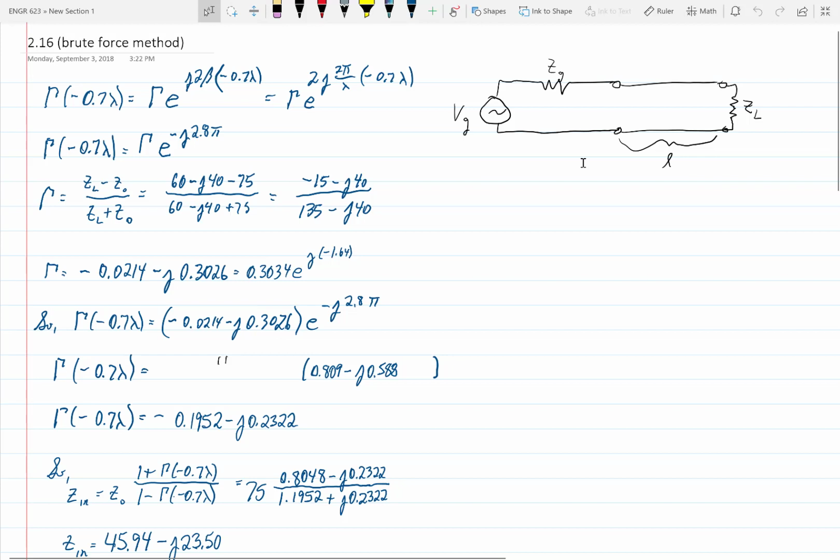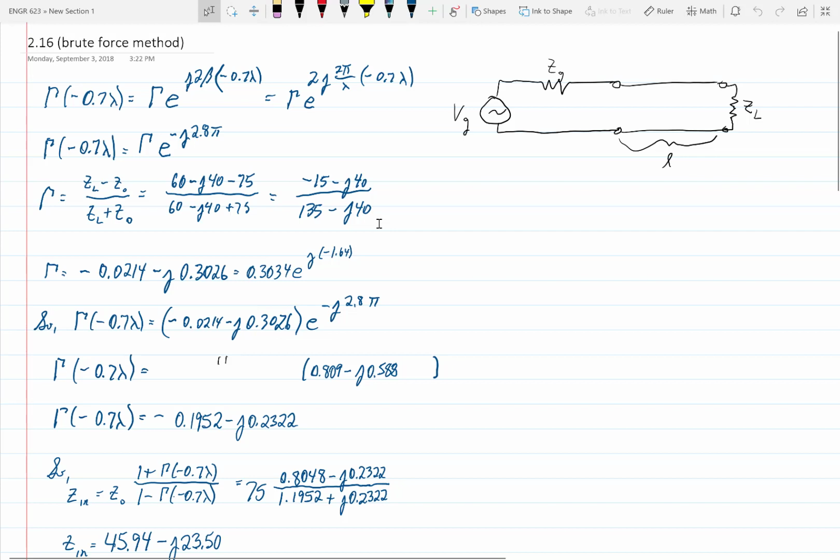So we are first going to do this problem. You can see here that I've used the title for the OneNote page, 216 brute force method. So we're first going to use a brute force method to solve this problem, and then we will do it using an easier but less general technique. Now, this brute force method that I'm going to show is completely general. In other words, to be specific here, the impedance of the line does not need to match the source impedance for this brute force method.